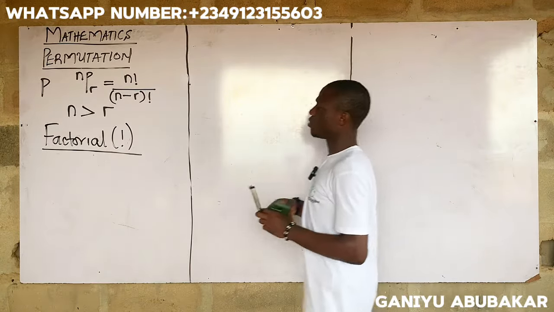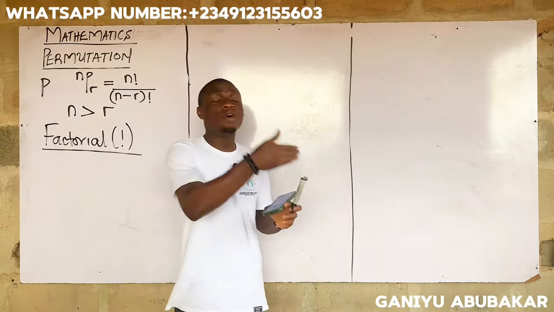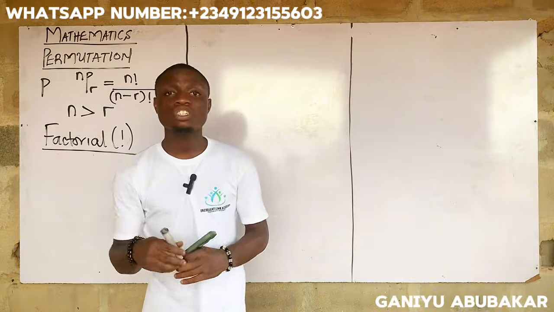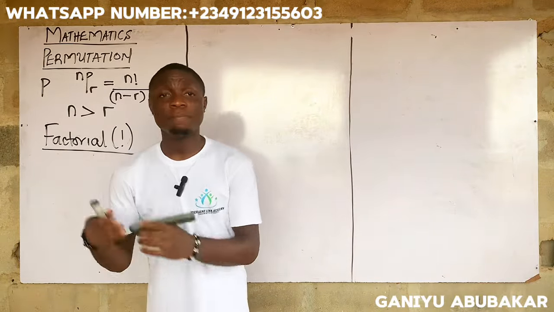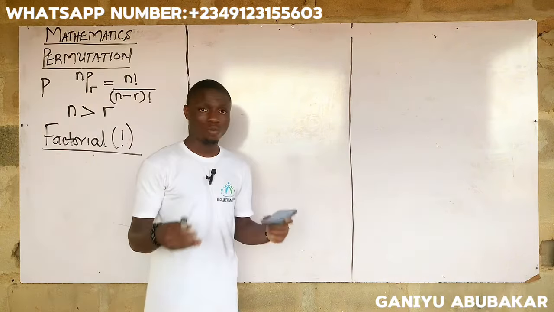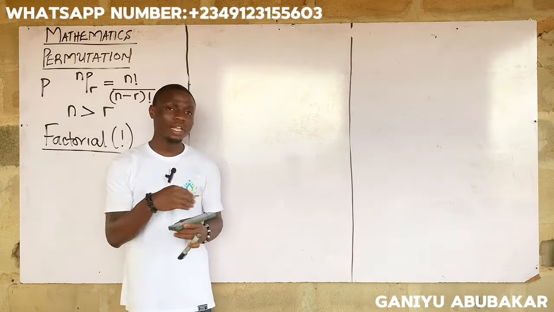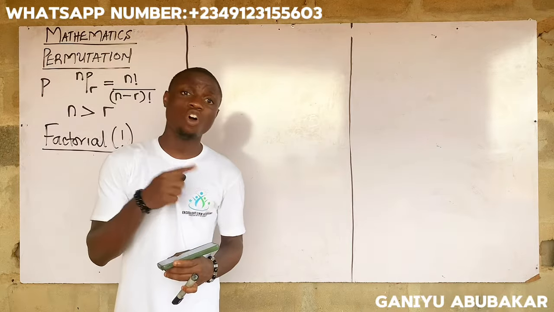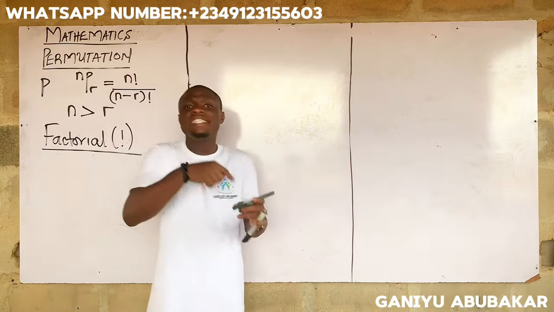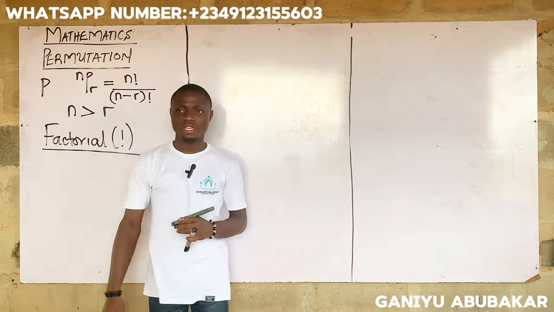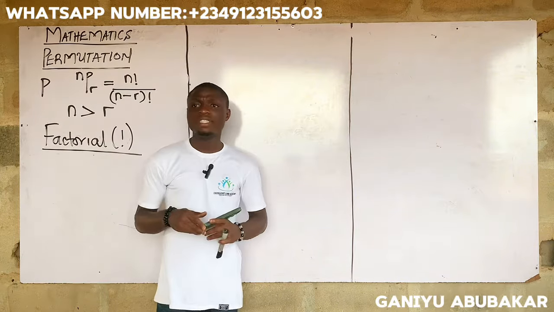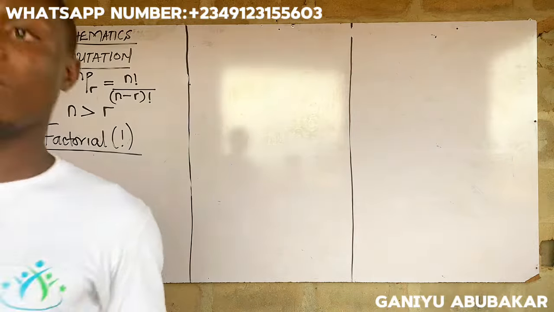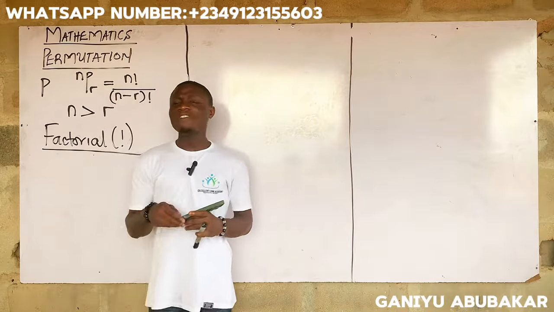What's a factorial by definition? A factorial is simply the multiplication of consecutive terms in descending order such that each term differs from the previous by 1 until 1. So factorial is simply the multiplication of consecutive terms in descending order such that each term differs from the previous by 1 until 1. That's your definition for factorial.